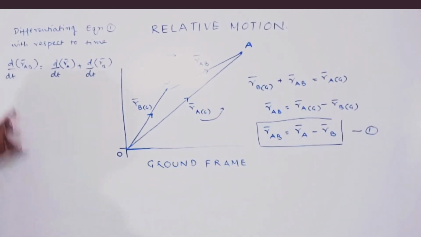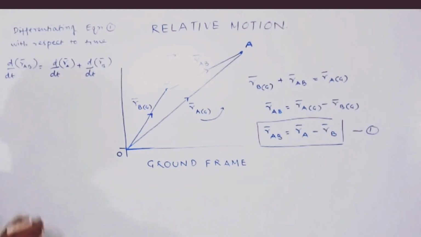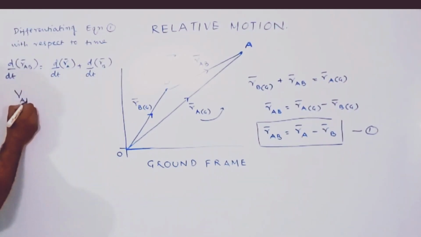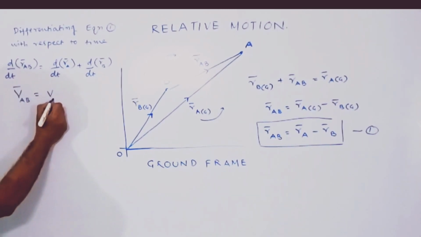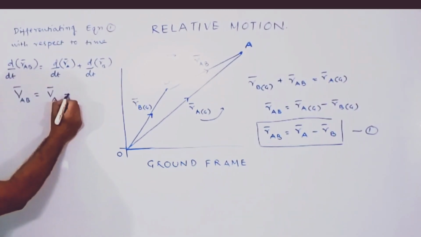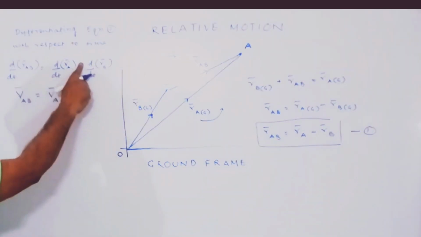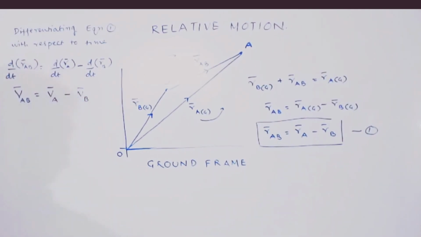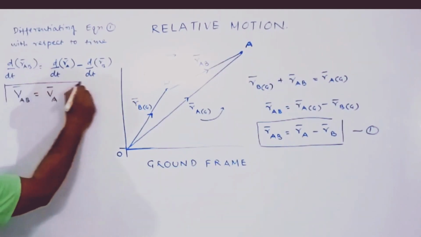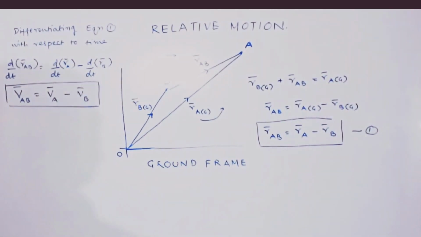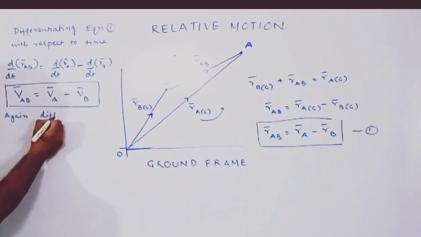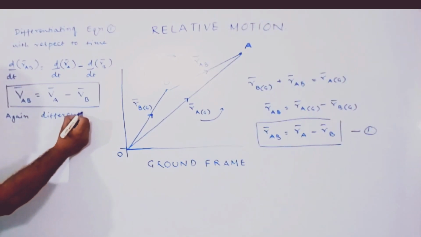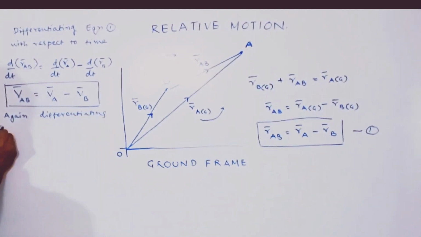You know that rate of position is velocity. You can write V bar AB is equal to V bar A minus V bar B. It is the desired equation. In the same way, again differentiating with respect to time.